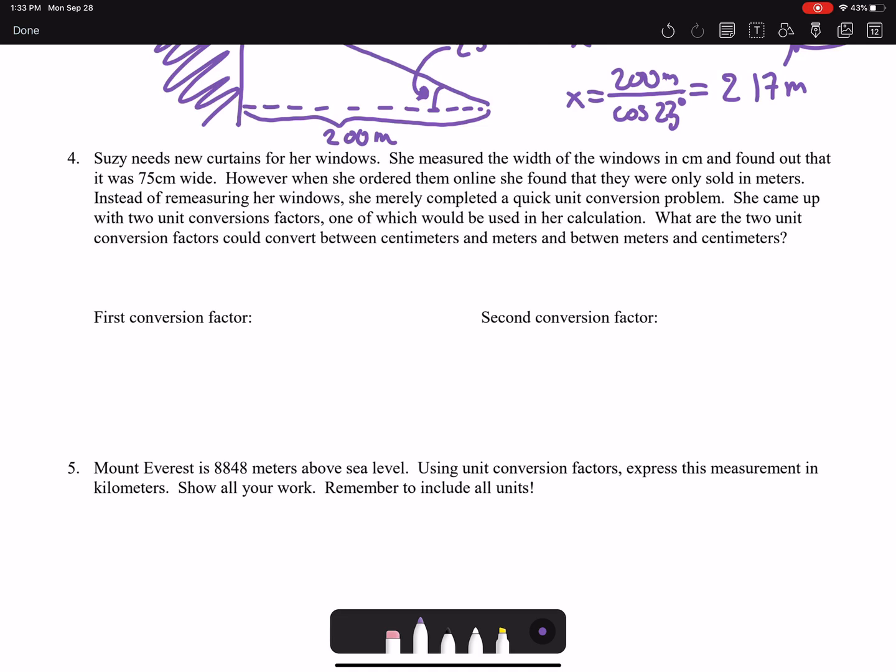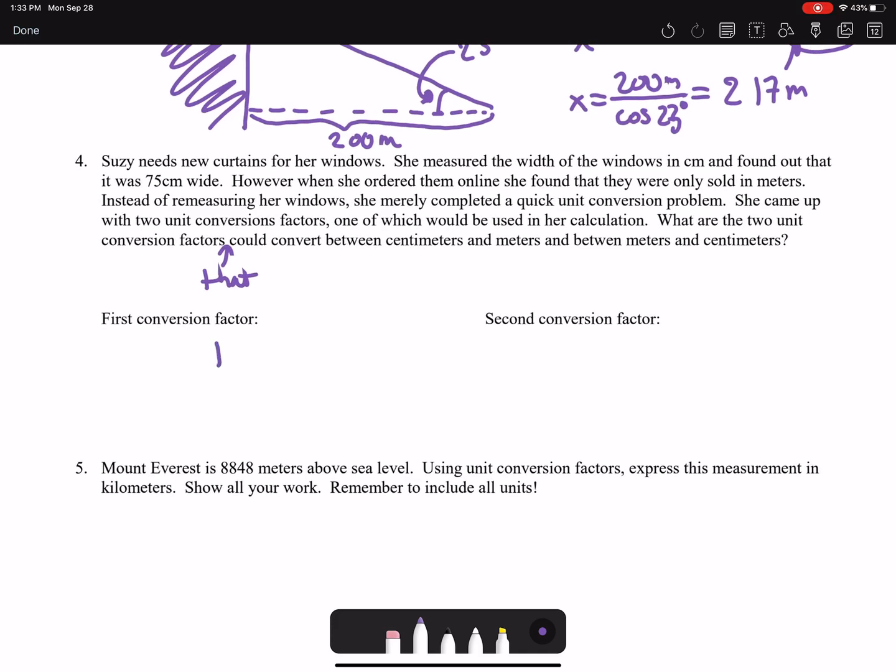What are the 2 unit conversion factors that could convert between centimeters and meters, and between meters and centimeters? So the 2 conversion factors are just reciprocals of each other.